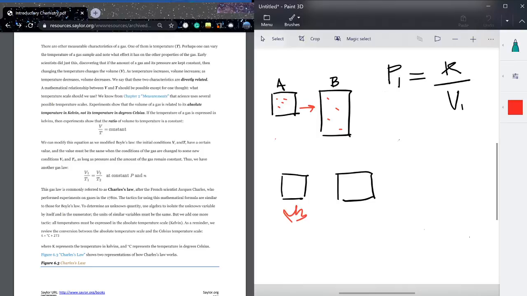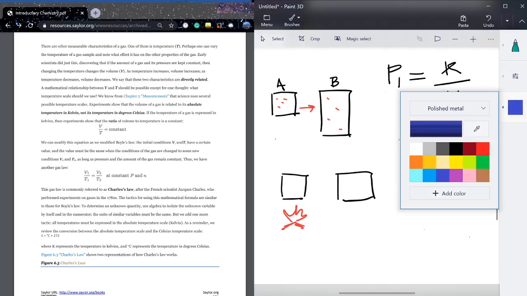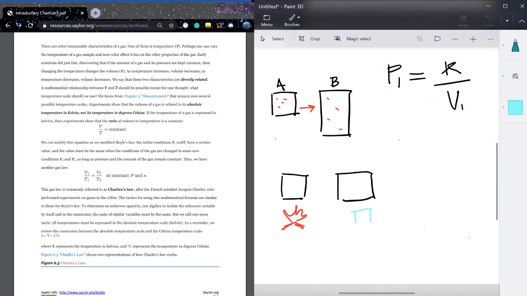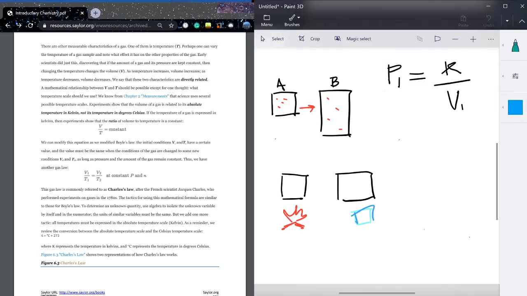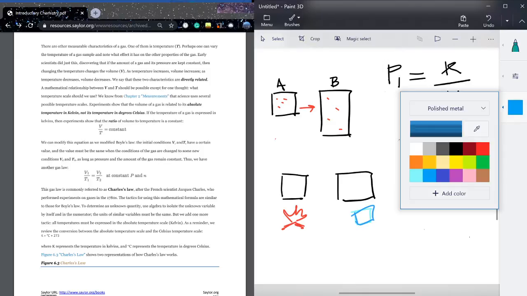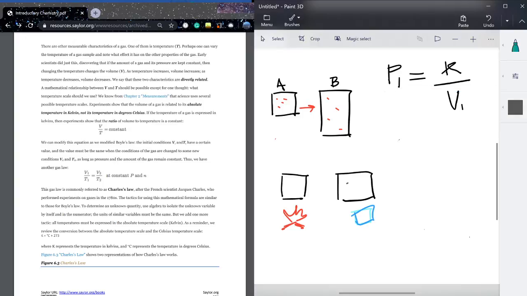So this one's really hot, and this one's going to be a little colder. Let's use this color for ice. Maybe a little darker. Okay, so this is the cold one, and this is the hot one. And let's draw some moles of gas.